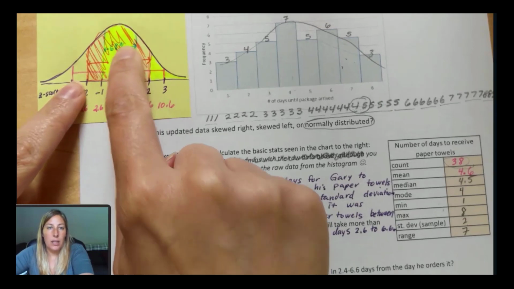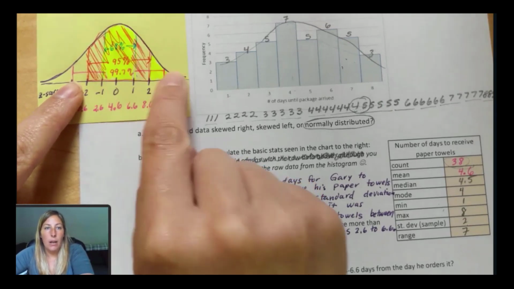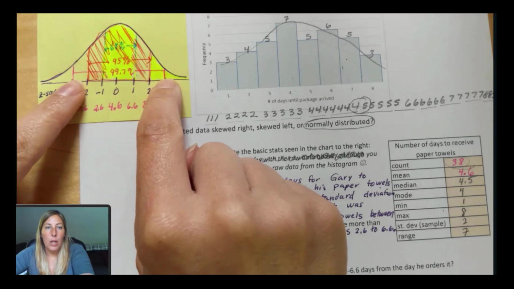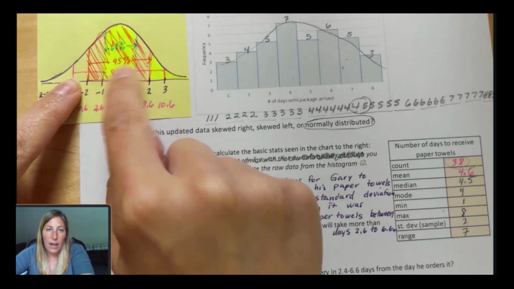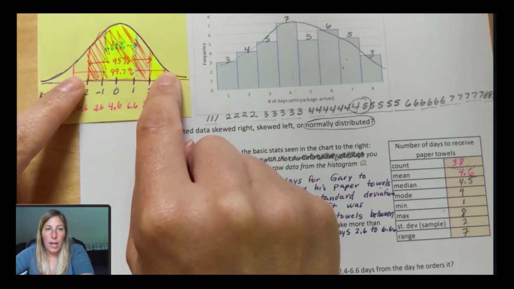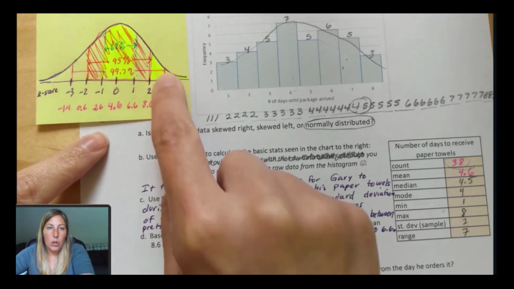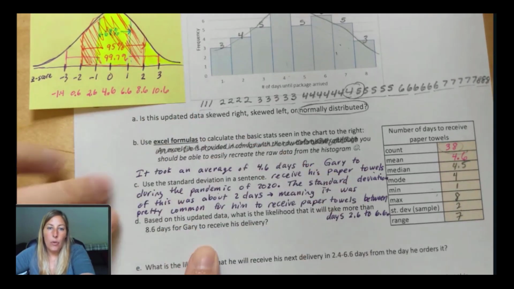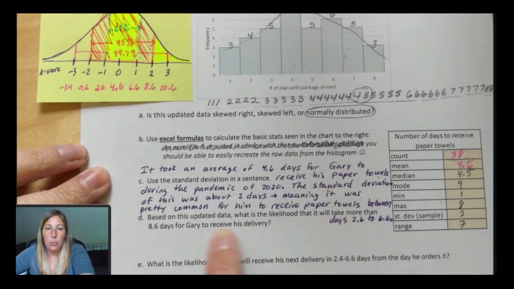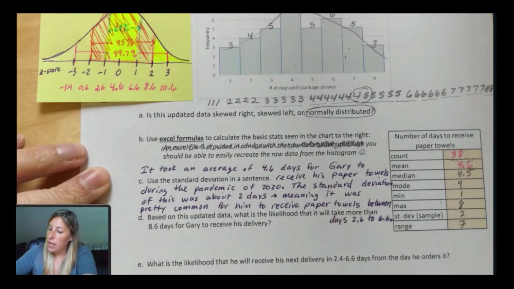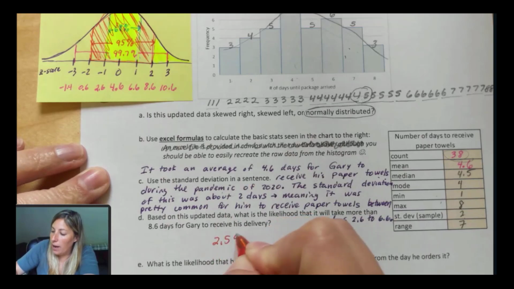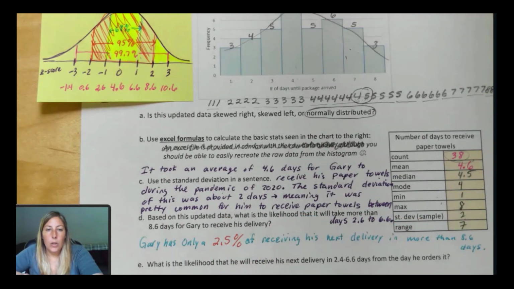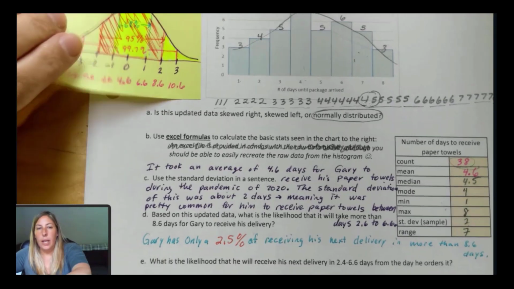So if this is 95% and this whole thing is 100, this piece plus the 95 has got to be 100%. Because it's symmetric, these two pieces are equal. So 100% minus the middle 95 gives me 5% between the two wings. Half of 5% is 2.5%. So this area underneath the curve represents 2.5%. Therefore, the likelihood it's going to take more than 8.6 days for Gary to receive his delivery is just that 2.5% chance. Now let's take a look at the next question.